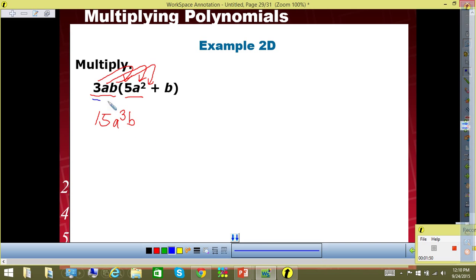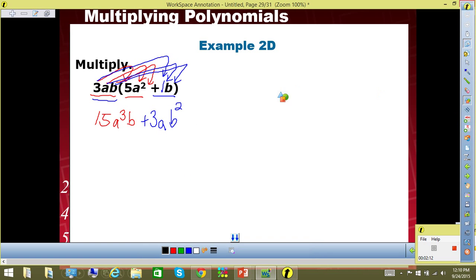Now the same factor times the second term. What is the coefficient on the second term, everyone? 1. So therefore, 3 times 1, that is positive 3. A times, there is no a, so I just write the a right there. And b times b becomes b squared.